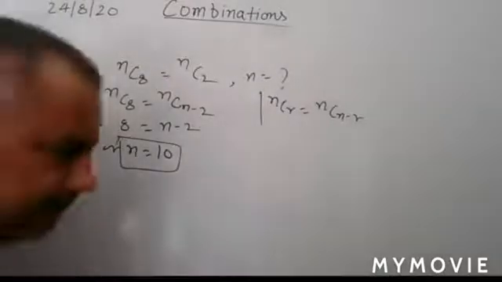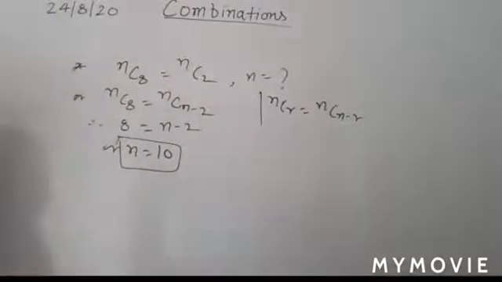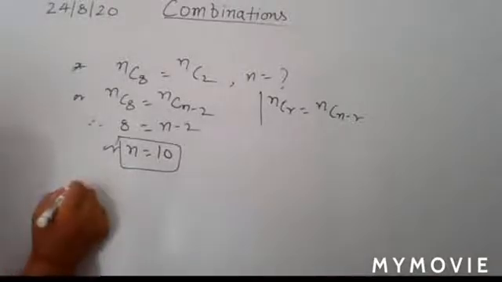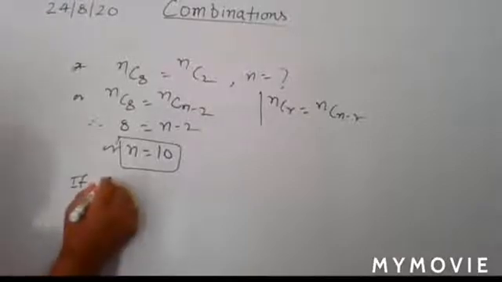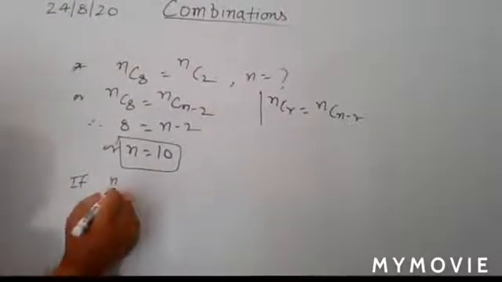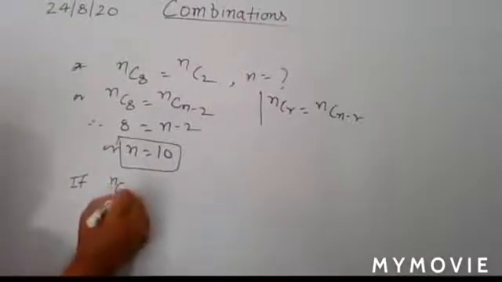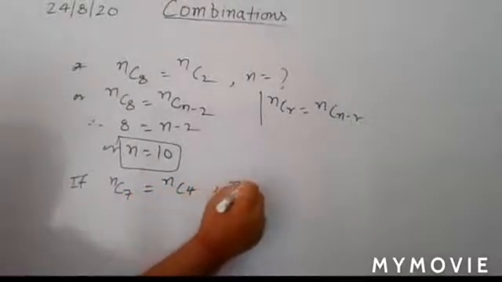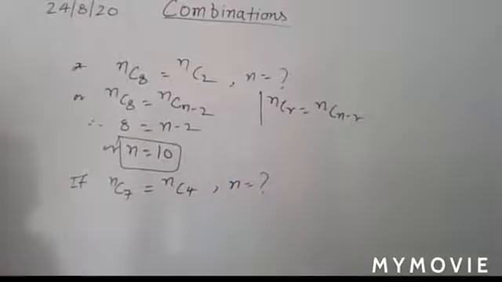In the same way, I give you a question of the same type. Just solve it. If nC7 is equal to nC4, find n. Quickly find its value.